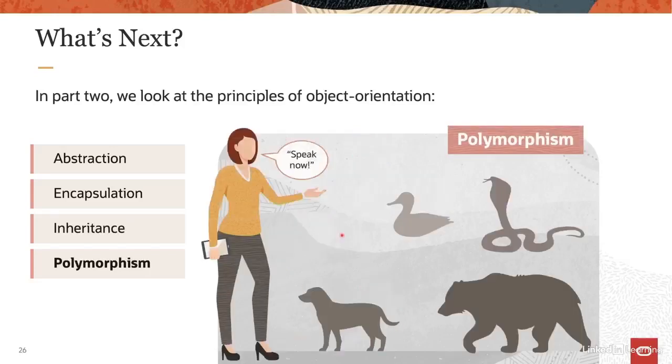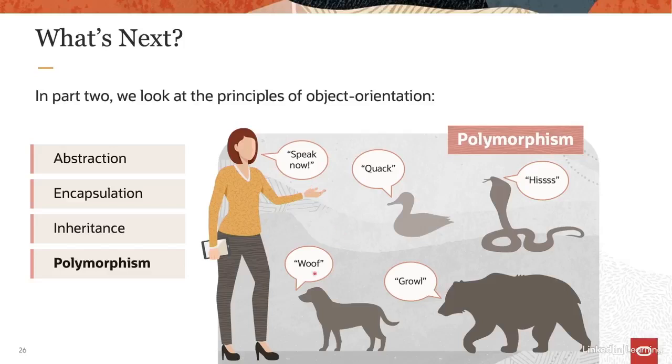So the last thing is polymorphism. And polymorphism is the ability of different objects to get the same message and react or respond differently. So we could say speak now to a dog and it'll say woof, or a duck would say quack, or a snake would say hiss, or a bear would growl.